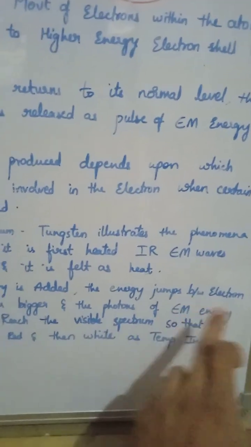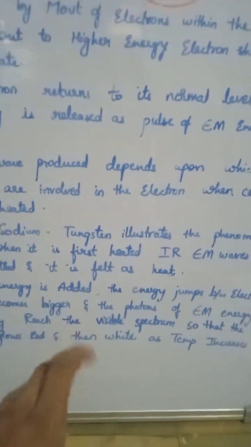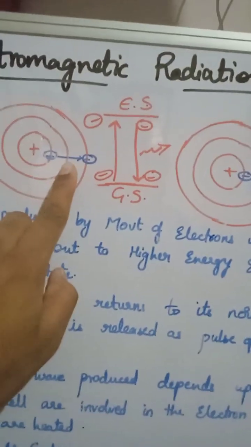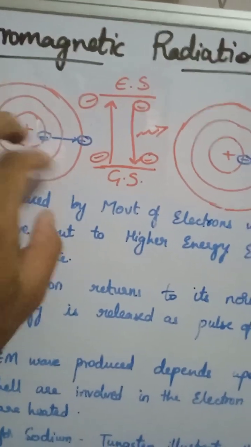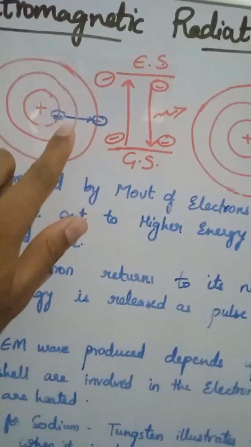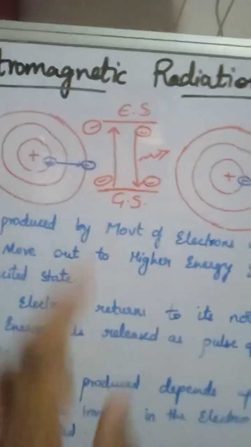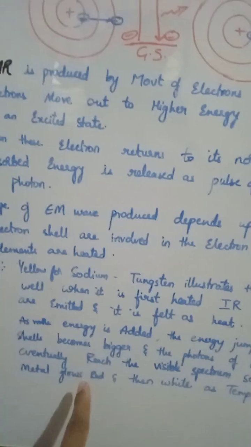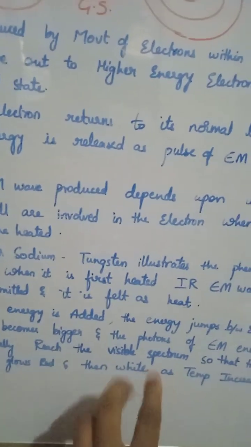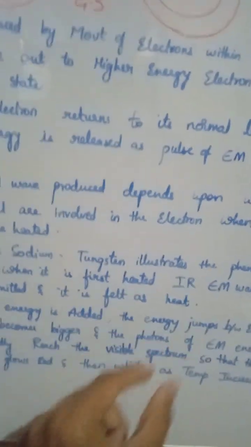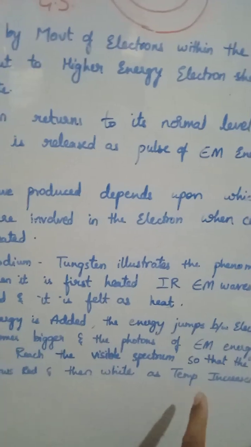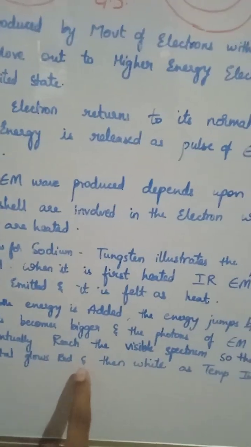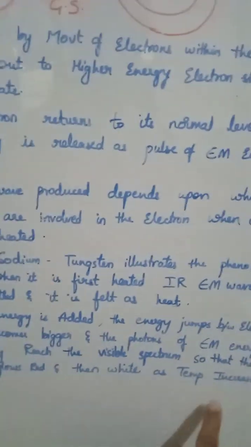The energy jumps between the electron shells become bigger. First it was in the S shell, you gave some energy and it moved to the P shell. Again you keep adding energy, and it moves to the D shell. Again if you keep adding, it will move to the F shell. Eventually it reaches the visible spectrum. It is one more spectrum in electromagnetic radiation, so that the metal glows red and then white as temperature increases.